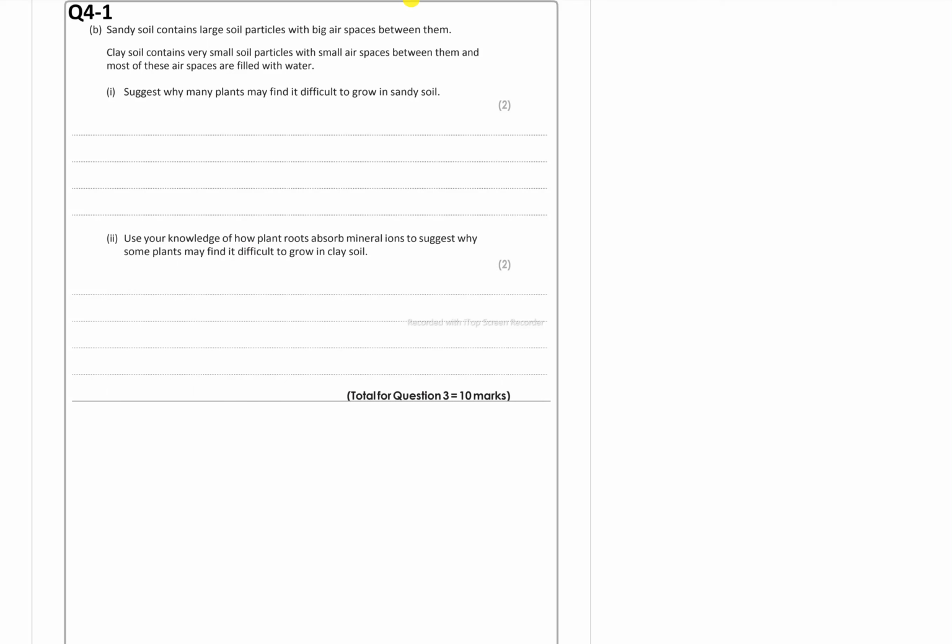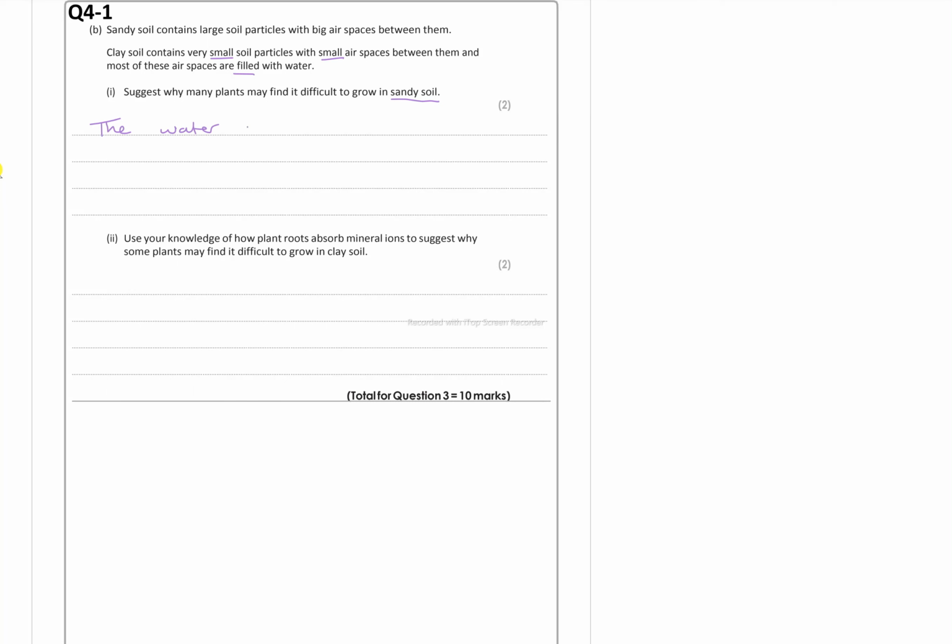Right. Sandy soil contains large soil particles with big air spaces, right? So that means it drains easily. Clay soil contains very small particles with small air gaps, which are normally filled up with water. Suggest why many plants find it difficult to grow in sandy soil. So first of all, right, the most obvious one is the water will drain away.